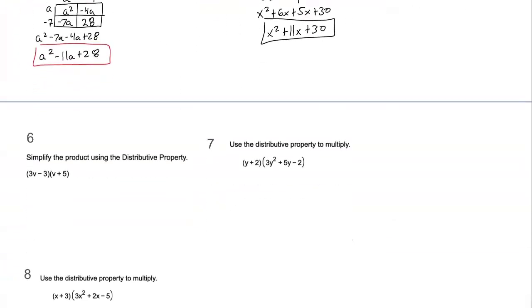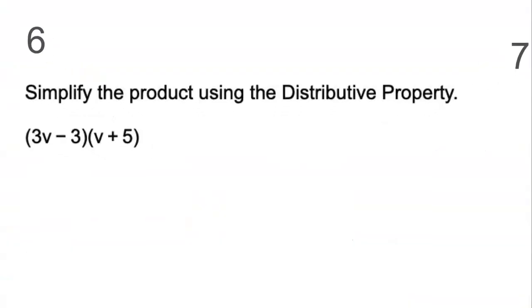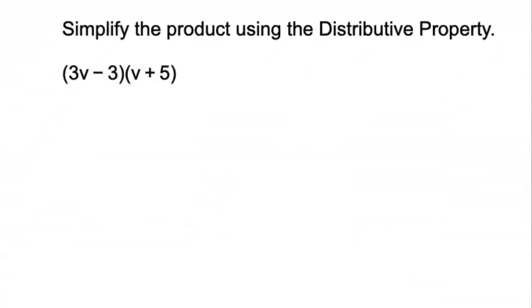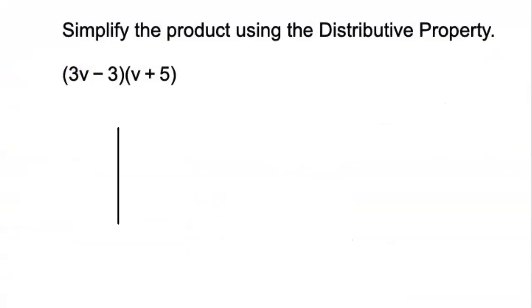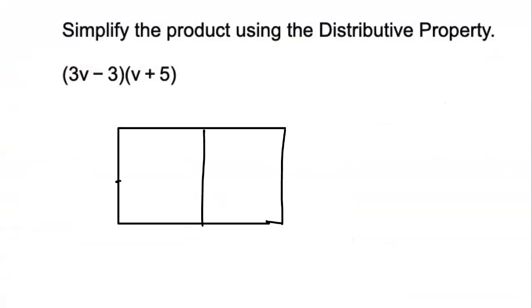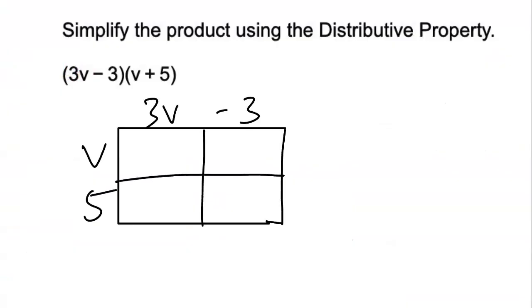Okay, let's go to number 6. So simplify the product using the distributive property. We're just gonna do the box method again. So it's the same thing. The only difference is that we have a number in front of the very first term, but it doesn't change anything. We're just gonna do the same steps no matter what. So we have (3v − 3)(v + 5).